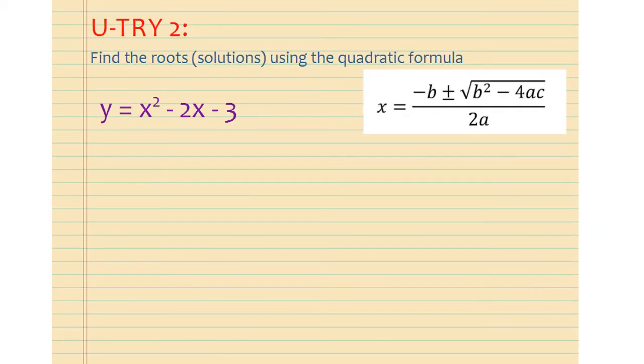Here's your u-try. Write your equation as x squared minus 2x minus 3 equals 0 and identify your a, b, and c values. First, find the discriminant part and determine if you will have two solutions, one solution or no solution. Then go ahead and apply everything into the quadratic formula and find x1 and x2 as your two roots, one root or no root.